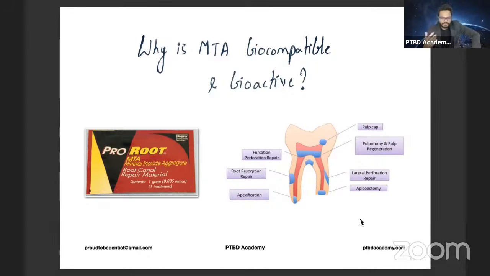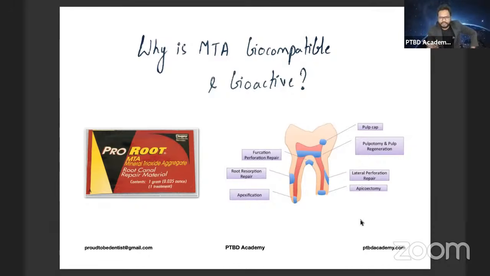So Torabinejad came up with this MTA. He's credited with coming up with mineral trioxide aggregate, which is based on derivatives of Portland cement. Portland cement with some modifications. We have so many ceramic phases, which we'll see now. So in 1990, he came up with this at Loma Linda University. In 1997, FDA, I reckon, approved this for dental use.